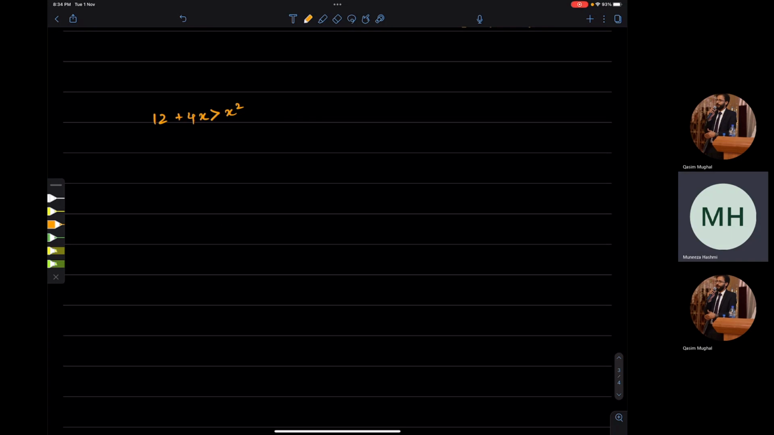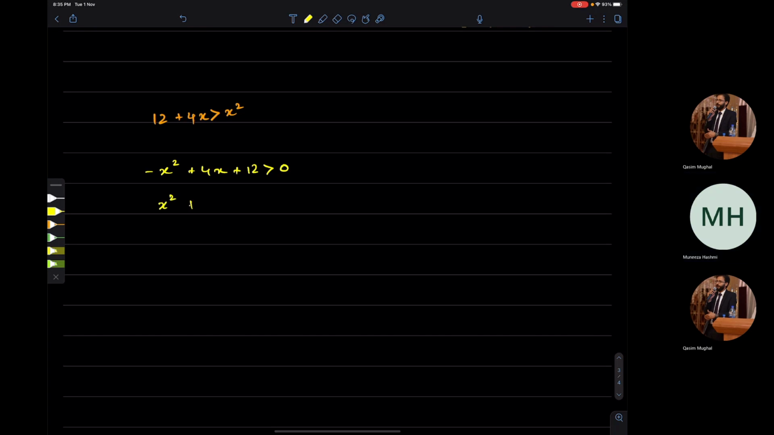Minus x squared plus 4x plus 12 greater than 0. You multiply it with minus 1. All right, you forgot one thing, dear. Yes, sir. So basically, this is how you did. You did minus x squared plus 4x plus 12 greater than 0, and then you multiplied the entire inequality with negative 1. That's what you did, isn't it? Yes. Whenever you multiply or divide with a negative number, what happens to the inequality?